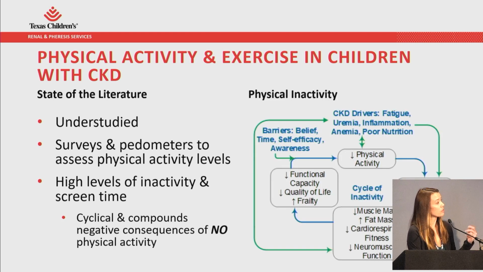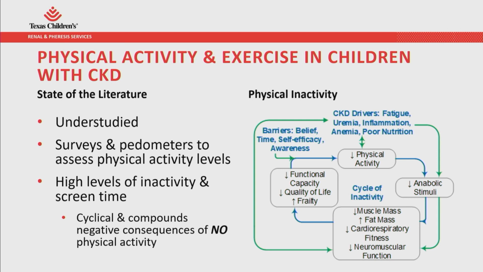So when we talk about this inner blue circle, we're talking about just the basic cycle of inactivity. You have decreased physical activity, which leads to decreased anabolic stimulus, which further decreases muscle mass, increases fat mass, decreases cardiorespiratory fitness, decreases neuromuscular fitness or function. That further goes into decreased functional capacities, decreased quality of life, increased frailty, increased sarcopenia. And then, of course, you have barriers you have to consider. If you're already low and you don't feel like exercising, where's the likelihood that you're going to exercise more?